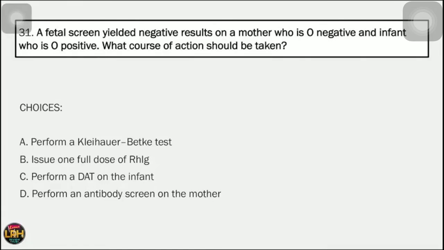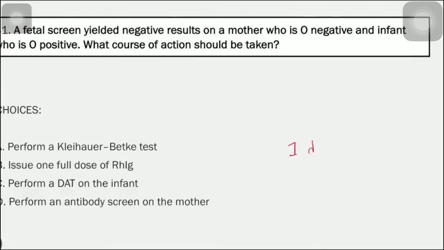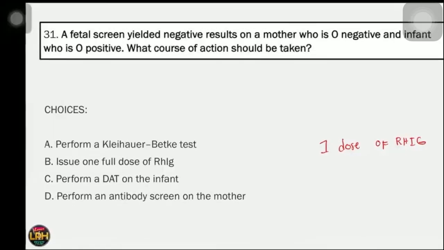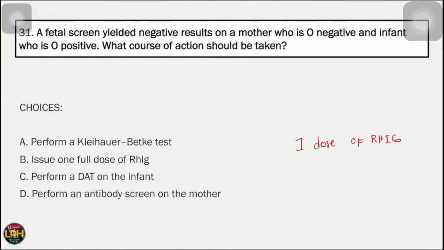So for this, if the fetal screen test or the Rosette test is negative, it indicates the fetal maternal bleed is negligible in a possible RHIG candidate or dosage. So what we can do here as a standard practice is we need to issue 1 dose of RHIG to the mother. So number 31, the answer is letter B.